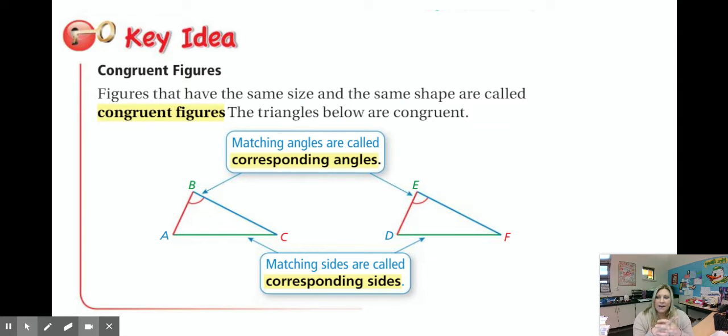Okay, let's look at angle A. That would correspond with angle D. Angle C would correspond with angle F. And if you look at the other sides, we know that side AB corresponds with DE and side BC corresponds with side EF. And we'll practice this in class together.